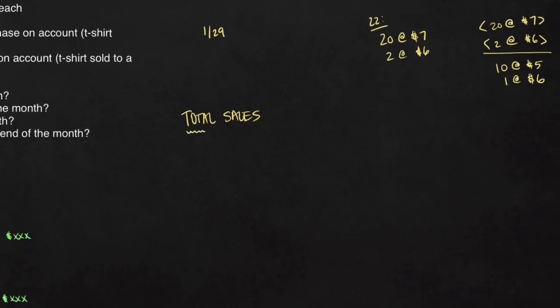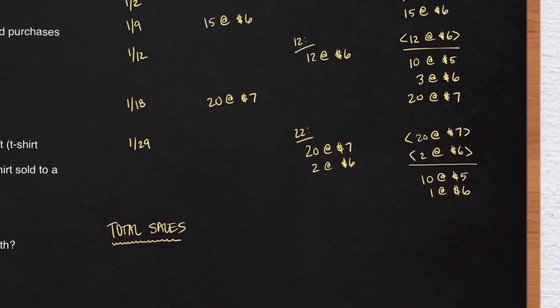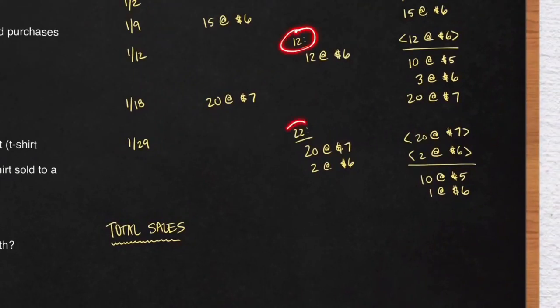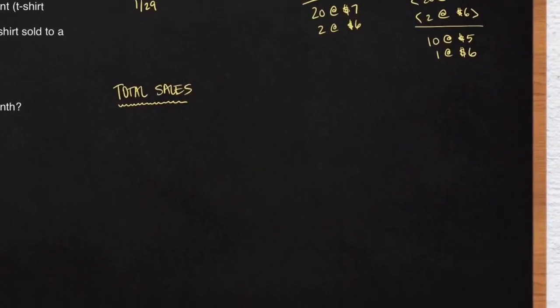For the total sales, you just have to go back to the sales column and see how many units you sold. In this case, you sold 12 units and 22 units. Remember that chart is based off costs from our supplier. Sales is based on the selling price. In this example, we sold our merchandise for $30 each.